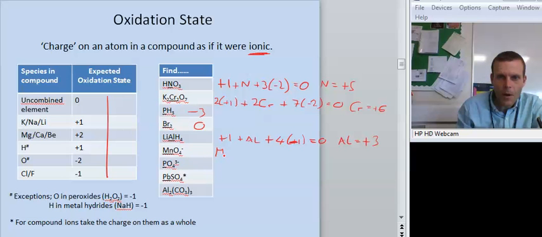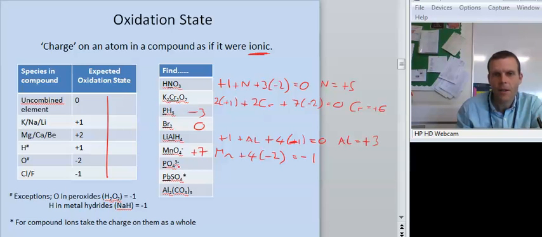This one, got manganese, I've got 4 oxygens, and this time the thing has an overall charge of -1. Solve it, the manganese is going to be +7. Keep working through these, PO4 3-, then I'm looking at Pb plus 4 times -2 equal to -3, which means my lead has to be +5.